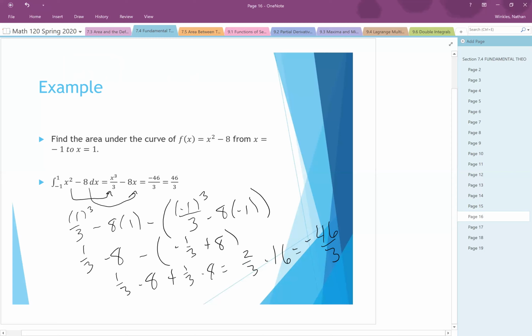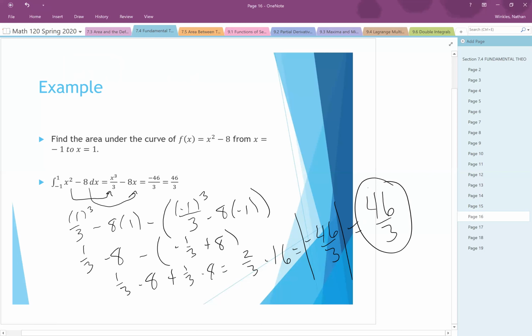Now, this is an area problem. It told us in the problem, so we have to key in on that key word. Since it says area, that this minus 46 over 3, we actually need to take the absolute value of it to be 46 over 3 as our final answer.